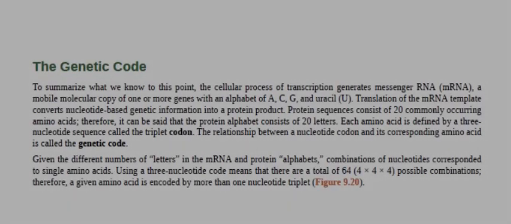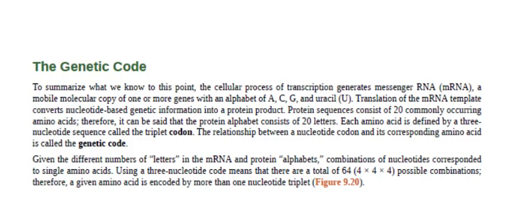The genetic code. To summarize what we know to this point, the cellular process of transcription generates messenger RNA, a mobile molecular copy of one or more genes, with an alphabet of A, C, G, and uracil, U. Translation of the messenger RNA template converts nucleotide-based genetic information into a protein product. Protein sequences consist of 20 commonly occurring amino acids.